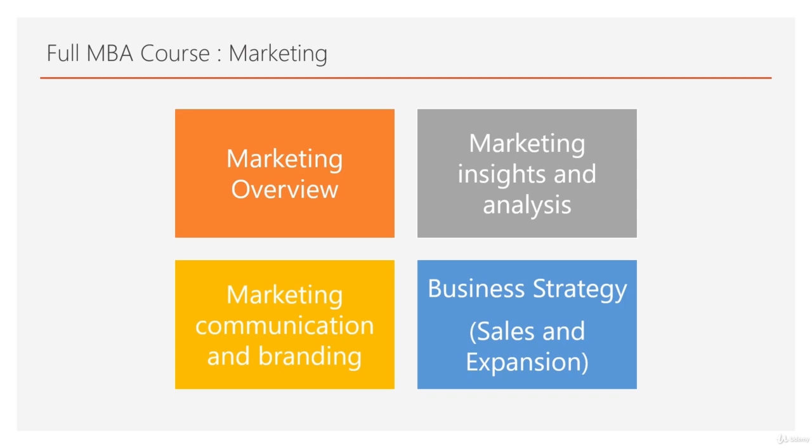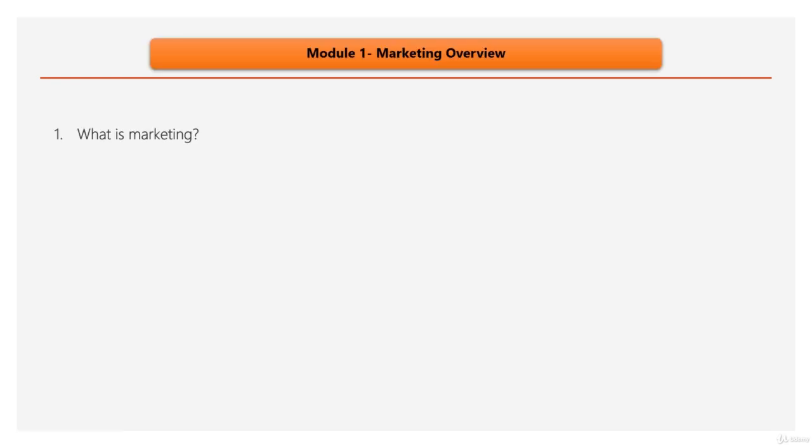So I have divided this MBA course into 4 different sections. The first section, which is marketing overview, is all about the basics. Now in this section, we will try to understand some very basic MBA terminologies, like what is marketing. Now I'm covering all these basic terminologies just because I always believe that if you really want to create some high value content, you have to build a strong foundation.